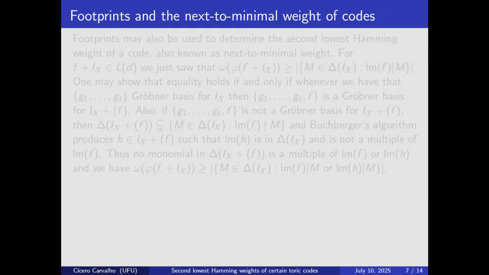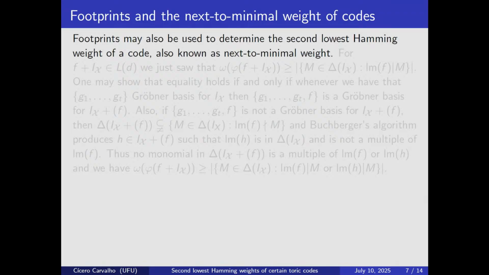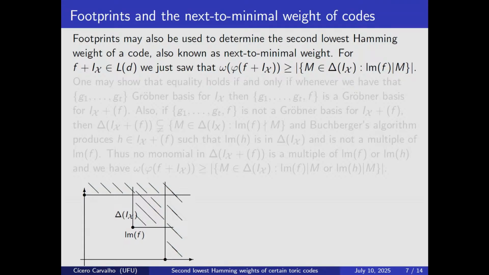Now, footprints may also be used to determine the second lowest weight of a code, also known as the next minimum weight. This is a technique that, as far as I know, was first introduced by Robert Rolland in 2010. So you take a class of a polynomial here in our subspace L of d. We just saw that the weight of the code word is lower bounded by this number. So you count the points here, you get a lower bound for the weight of that code.